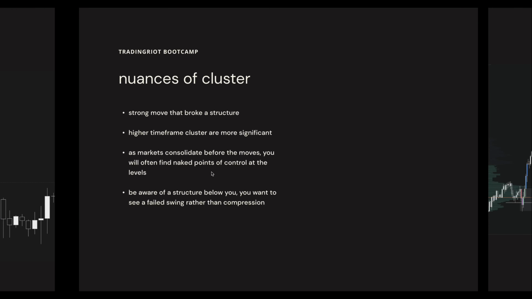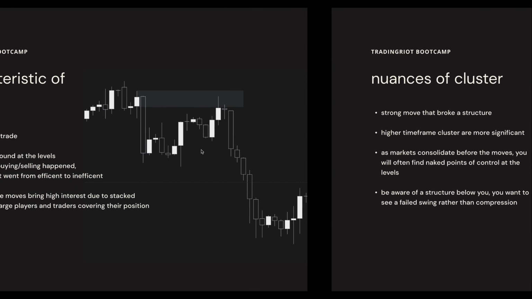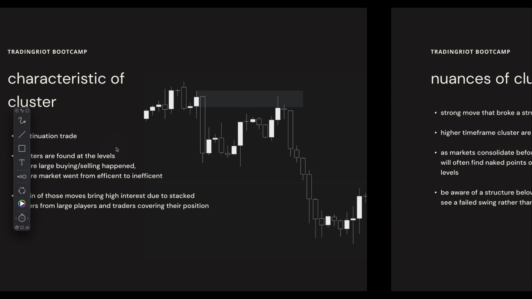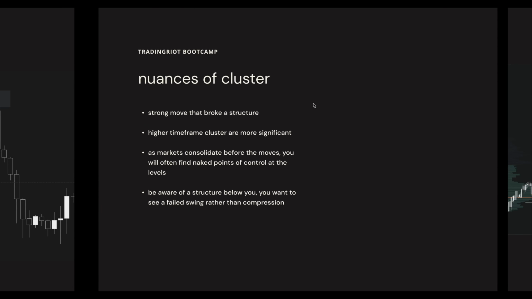Nuances of a cluster. The move should be a strong one that will break a structure. This goes back to the basics of market structure, where, I know that we cannot see to the left, but let's say that this is the swing low, which produced the high, and we broke the market structure here. This is your signal that this inefficiency, this large liquidity gap, was actually strong enough, and the market is more likely to continue. Higher time frame clusters are more significant.